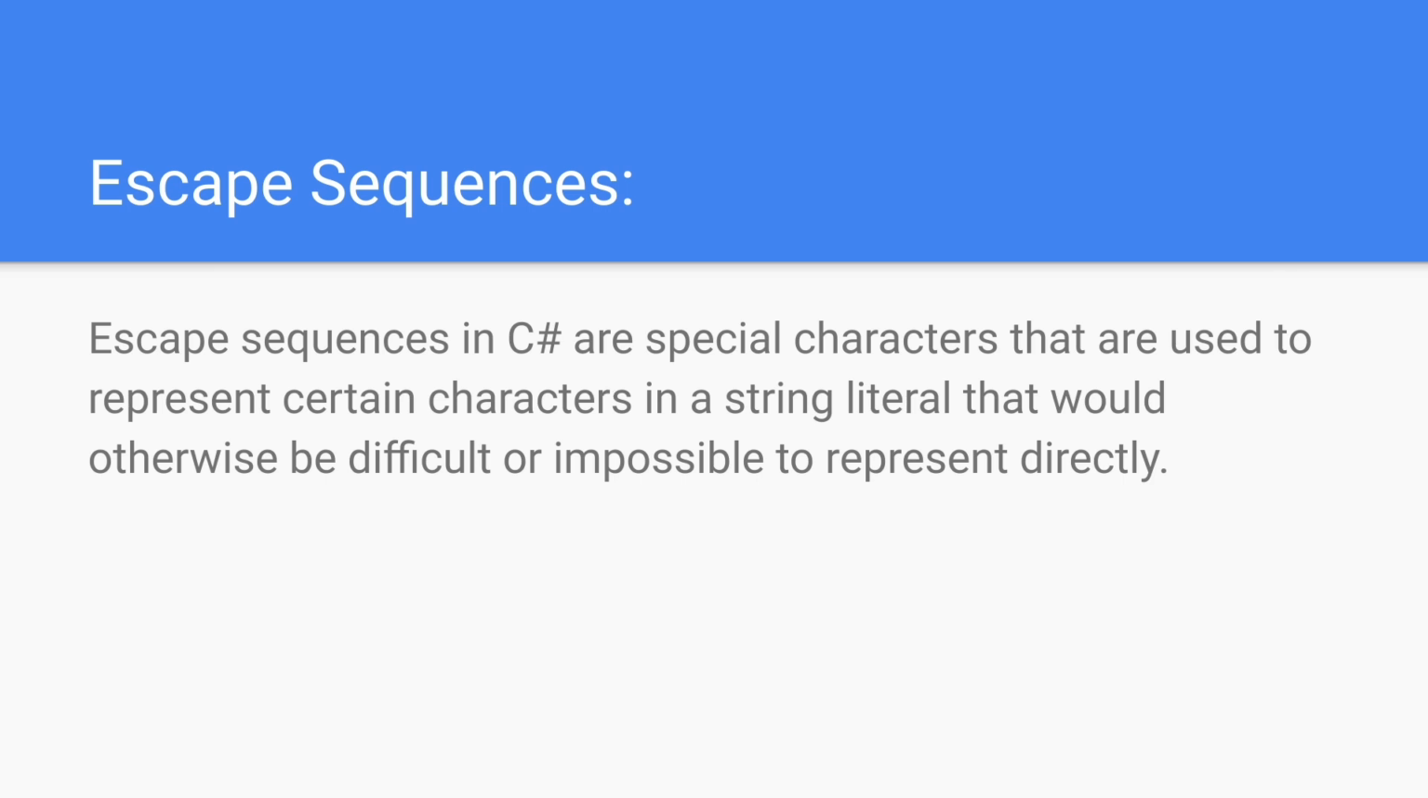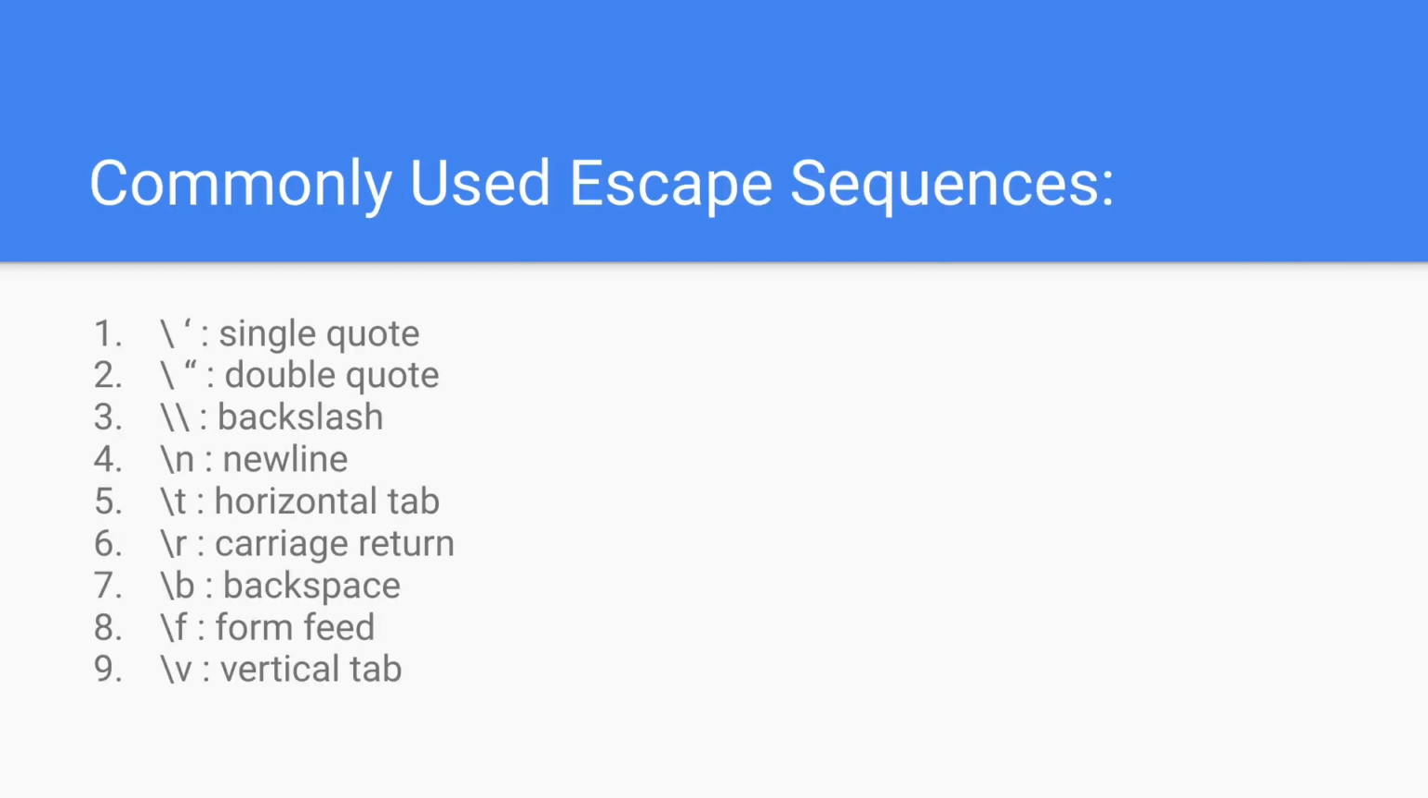Escape sequences in C# are special characters that are used to represent certain characters in a string literal that would otherwise be difficult or impossible to represent directly. We will see this in our coding further on. Commonly used escape sequences are single quote, double quote, backslash, new line, horizontal tab, carriage return, backspace, form feed, vertical tab, and there are many more also.